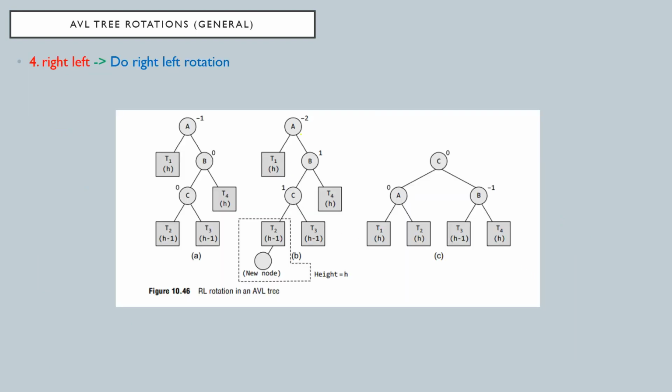And this is the general case. So this is the invalid value. So this is the right-left order. So first you perform a right rotation, then you perform a left rotation. It will make a tree like that.